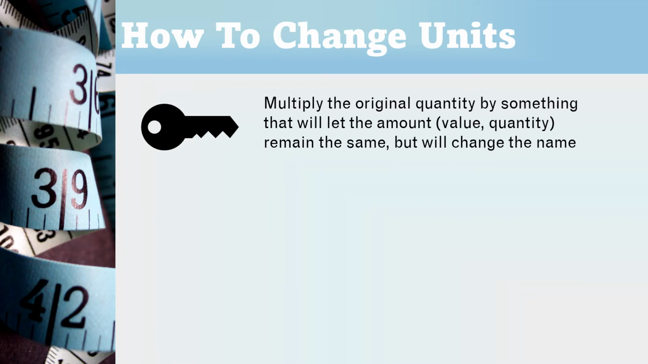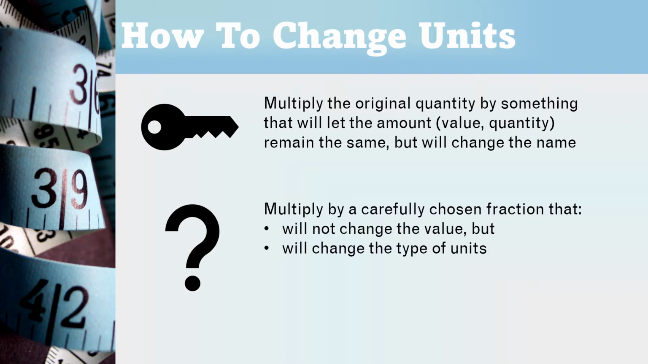So the key to changing units is to multiply the original quantity you have by something special that will let the amount remain the same, but will change the name. How do we do that? We multiply by a very carefully chosen fraction. That fraction will not change the overall value, but it will change the type of units.